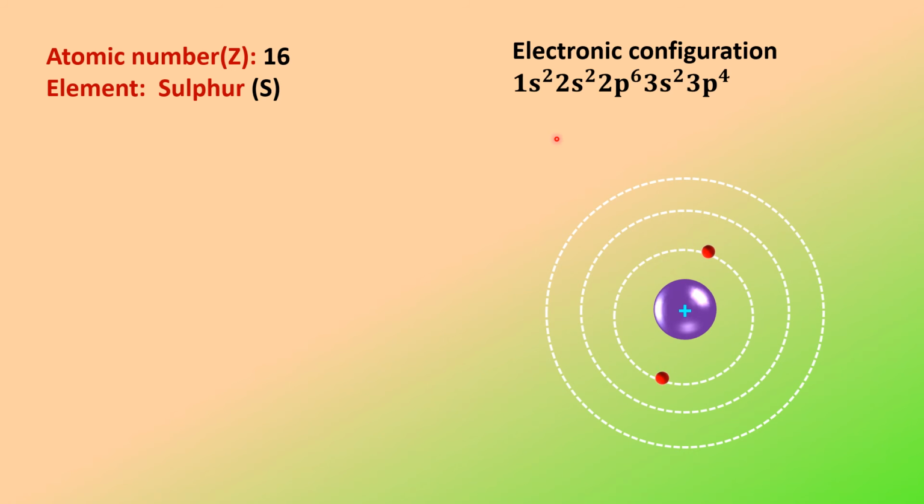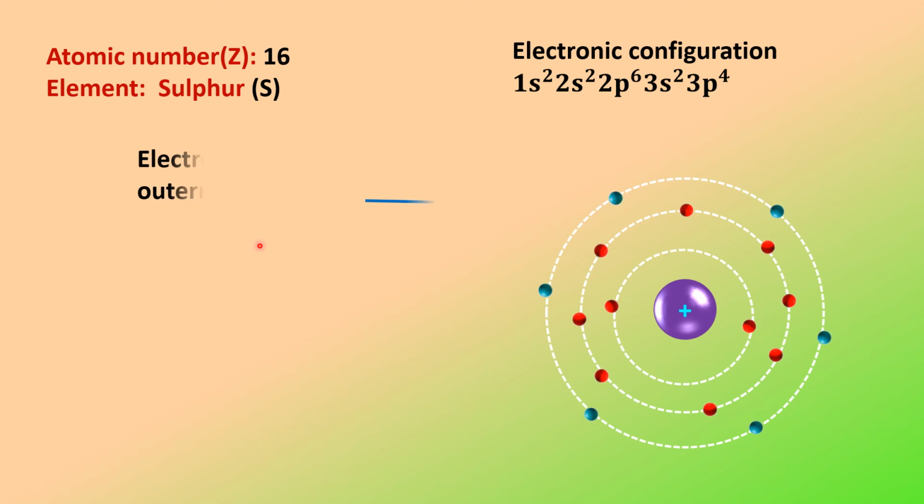First shell, 2 electrons. Second shell, 2 plus 6, 8 electrons. Third shell, 2 plus 4, 6 electrons. The filling of the electrons in the different shells is similar to that which we have done previously. So sulfur is having 6 electrons in its outermost shell.